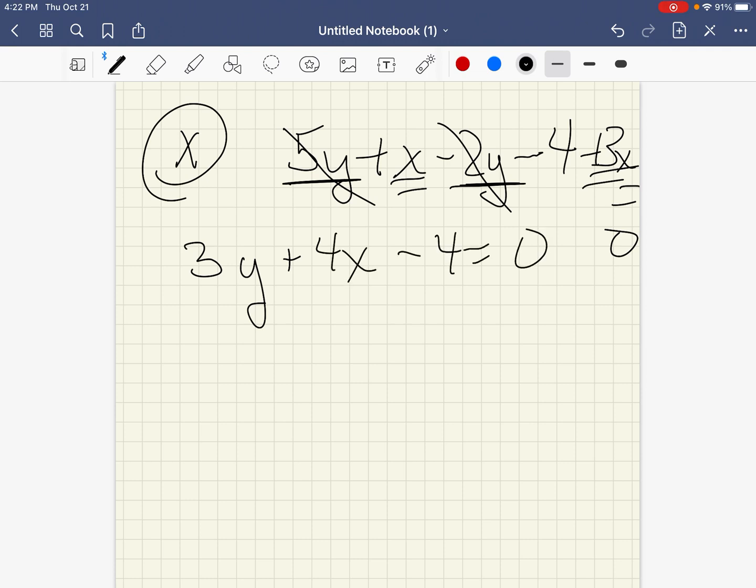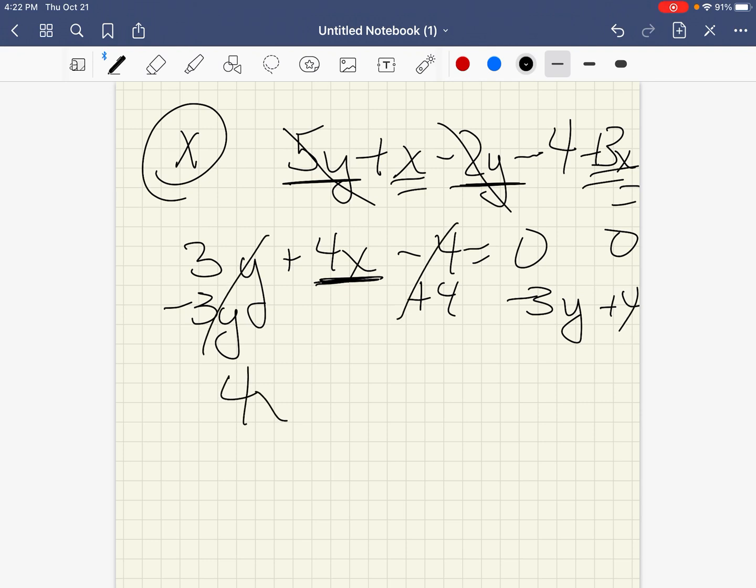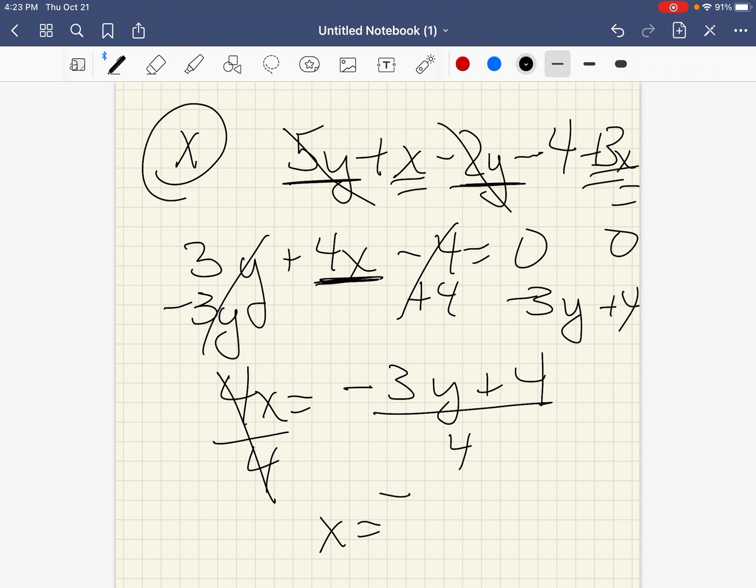is equal to 0. So since we're solving for x, we're going to leave this one alone and get rid of these by taking them to the other side. So minus 3y and plus 4. So 4x is equal to minus 3y plus 4. And to get x by itself, we just simply divide both sides by 4. So x will be negative 3y plus 4 over 4.